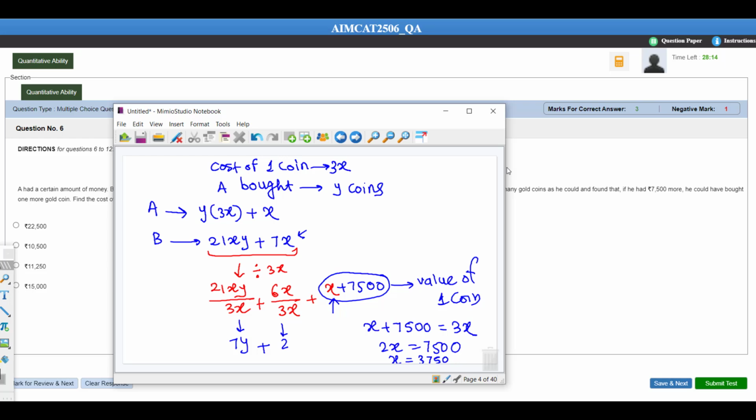And if he had 7500 more, so x plus 7500 is the value of one coin, which is equal to 3x. Correct. We got x equal to 3750. Yes. The value of one coin is equal to 3 into 3750, everyone. Correct. This is our answer. And this multiplication is going to be how much?